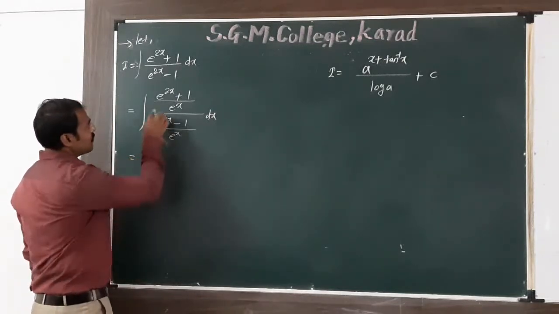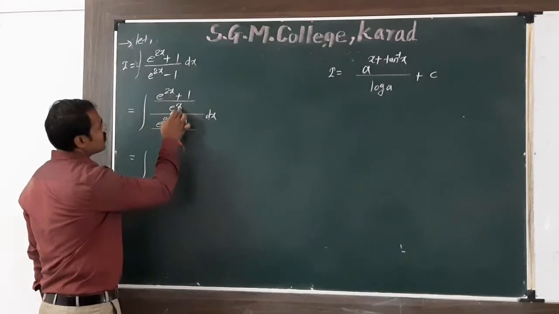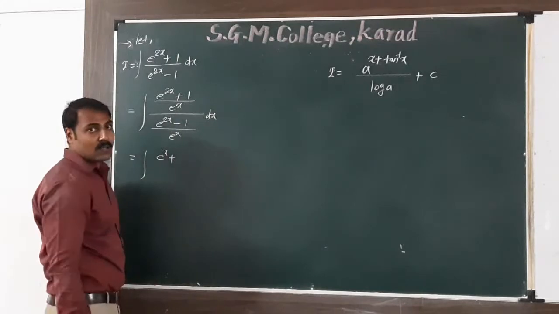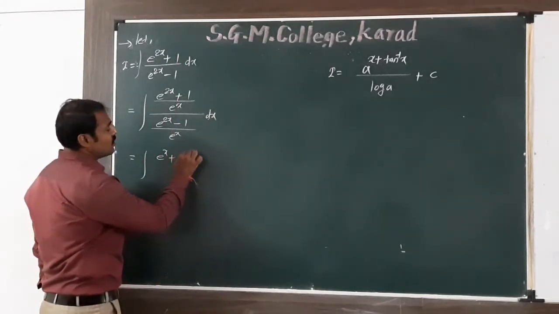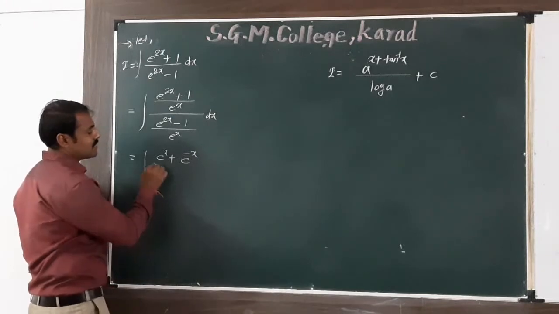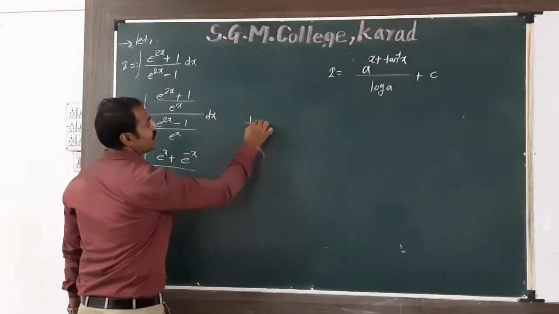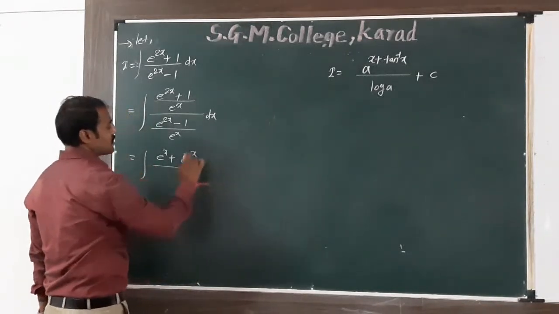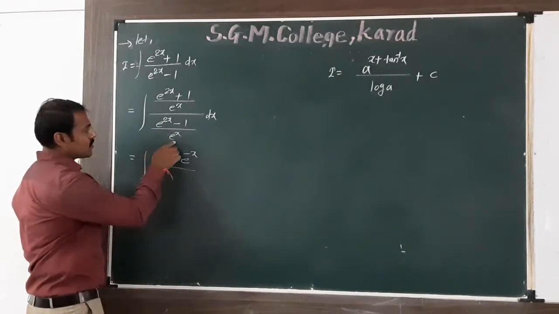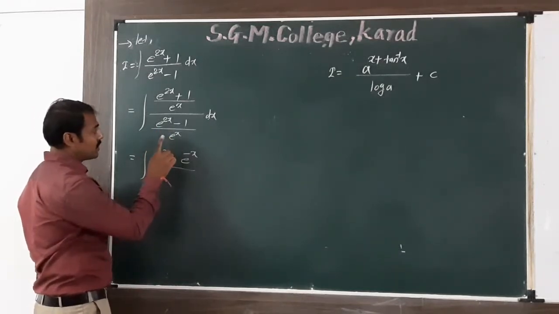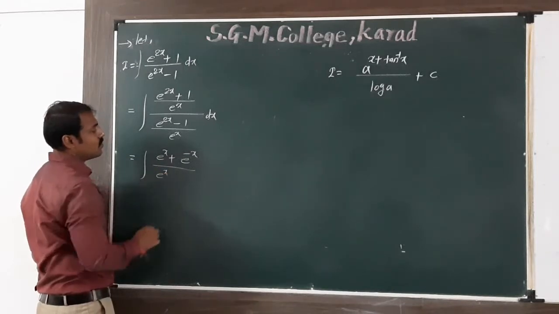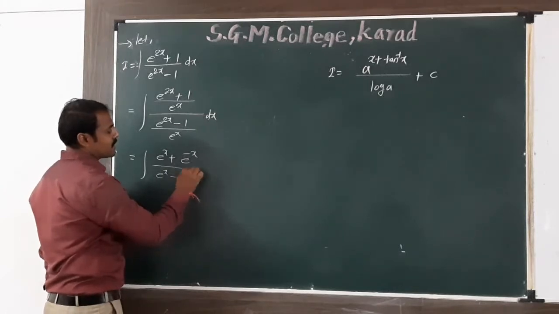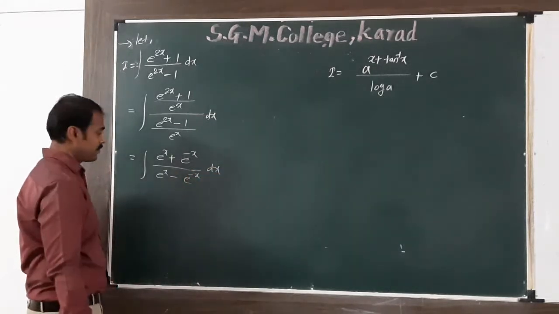Okay. After dividing, in the numerator e raised to 2x divided by e raised to x is e raised to x, plus 1 upon e raised to x. 1 upon e raised to x is nothing but e raised to minus x by the law of indices. Okay. 1 upon a is equal to a raised to minus 1. So 1 upon e raised to x is e raised to minus x. In the denominator, e raised to 2x divided by e raised to x gives e raised to x, minus 1 upon e raised to x, which is e raised to minus x, dx. Okay. Look at here.